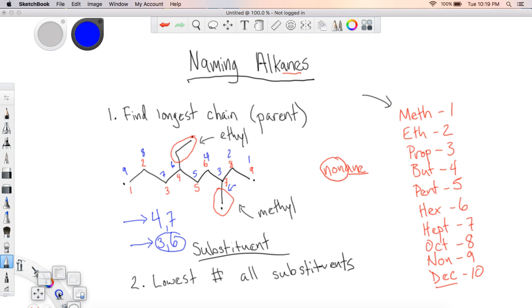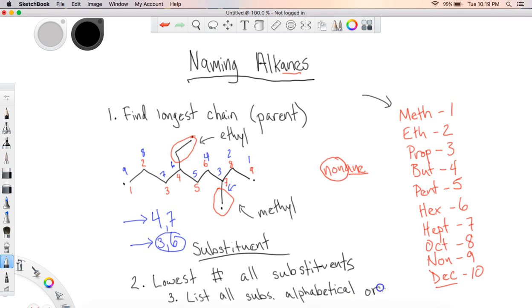Okay, now that brings us to the third rule, which is that once I get ready to name these substituents, I'm going to list them, not numerically, but list all substituents in alphabetical order. And that's important because a lot of students think that when we're doing this, we just say, well, whatever is 3 comes first and then whatever is 6 comes after that because they're listing it numerically. Sometimes it may work out that way, but you should always be naming based on the alphabetical order.